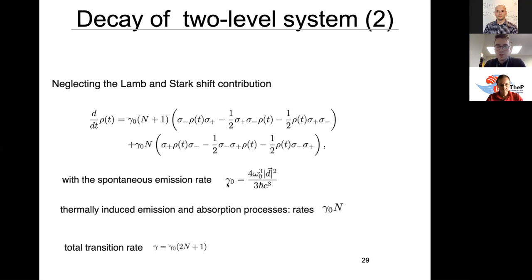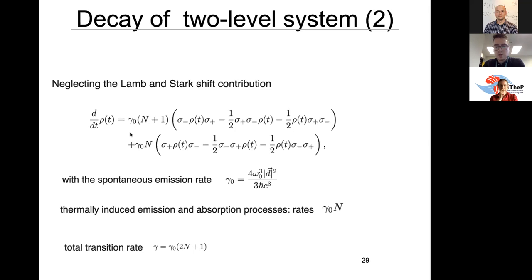And we can basically show that gamma naught depends on these parameters. So this omega naught is the parameter determining the energy separation of the energy eigenstates of our two-level system. This is the modulus squared of the dipole matrix element. And this is just c, the speed of light, and h bar, the reduced Planck's constant.